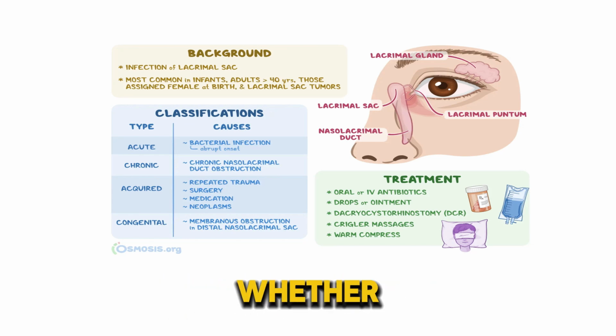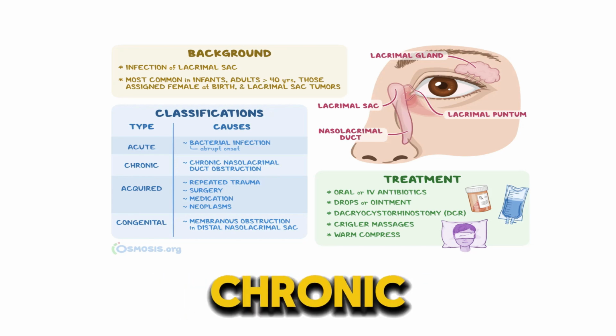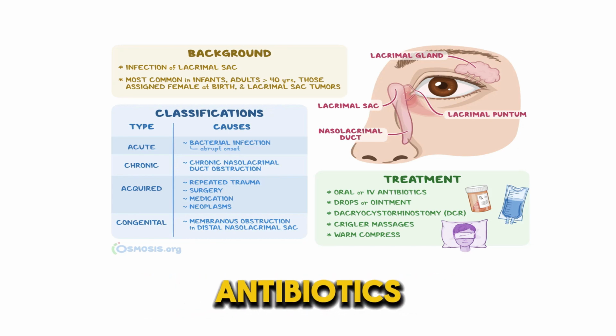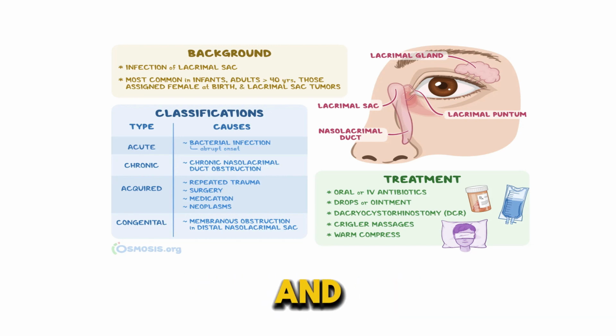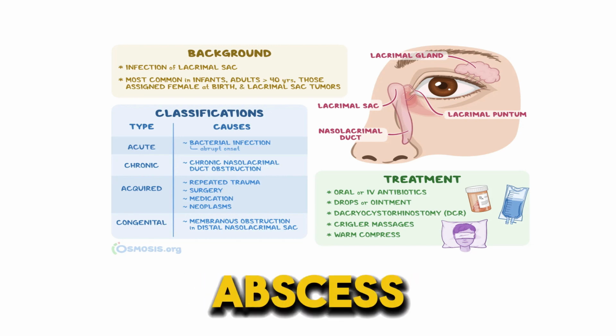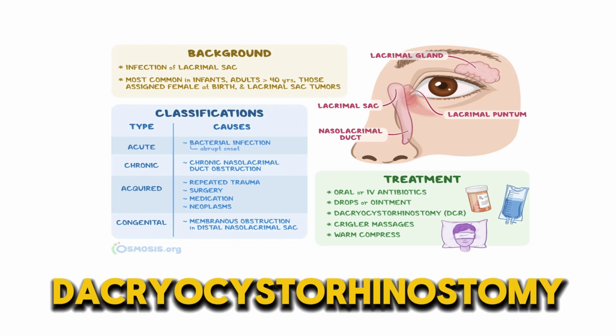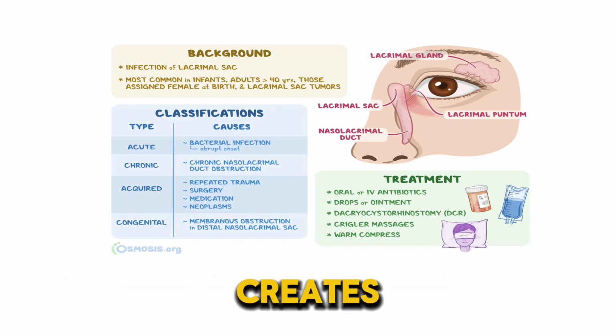Management depends on whether the condition is acute or chronic. Acute dacryocystitis is treated with systemic antibiotics, warm compresses, and analgesia. If an abscess forms, incision and drainage is required. Definitive treatment is dacryocystorhinostomy, which creates a new drainage pathway between the lacrimal sac and the nasal cavity.